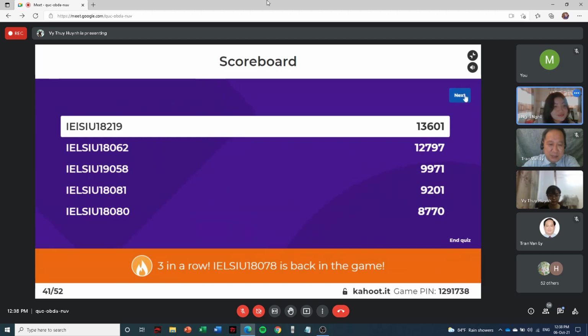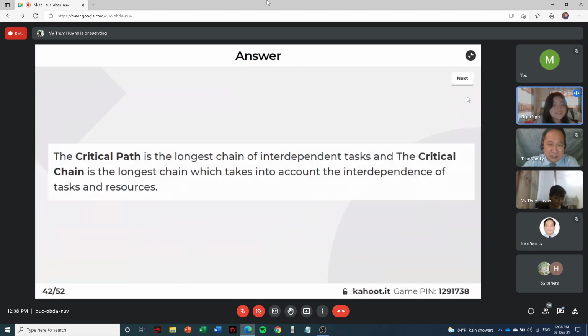Okay. Oh, so the top 5, you got a top 1. The critical path is the longest chain of interdependent tasks, and the critical chain is the longest chain which takes into account the interdependence of tasks and resources. So yeah, be patient about it. Little difference, but very important one.